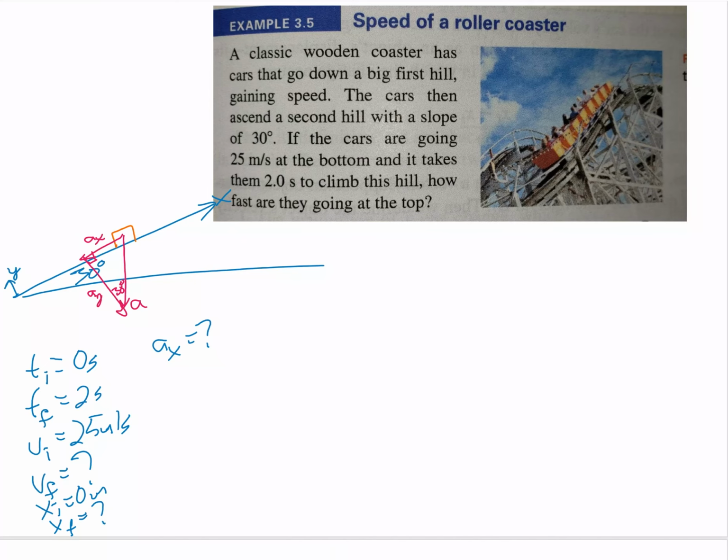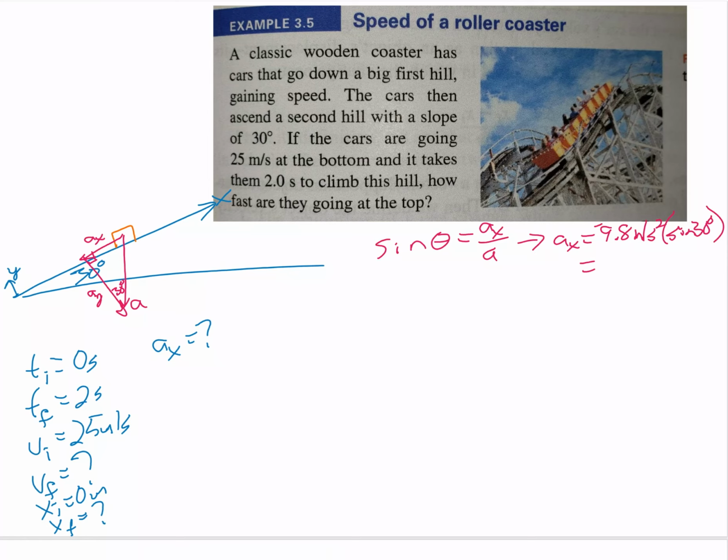Sometimes they do. Okay, so we need to calculate a sub x. What do we do? We have theta. We have A, 9.8 meters per second squared. So sine theta equals A sub x divided by A. All right, so A sub x equals A times sine theta. Plug the numbers in and you get 9.8 times sine 30 degrees. A is negative 9.8 meters per second squared, by the way.